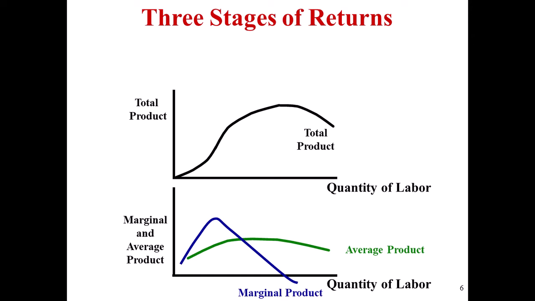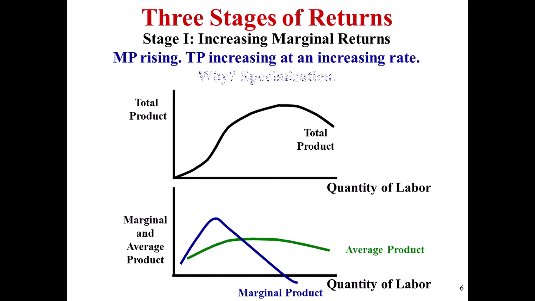So in terms of the stages of returns, you have a couple different curves you could look at. On top here, we have our total product. On the bottom, we have our marginal product and our average product. Our total product, as you can see, goes up at kind of a fast rate and it starts to slow down. When it's going up at a fast rate, that's where we have increasing marginal returns.